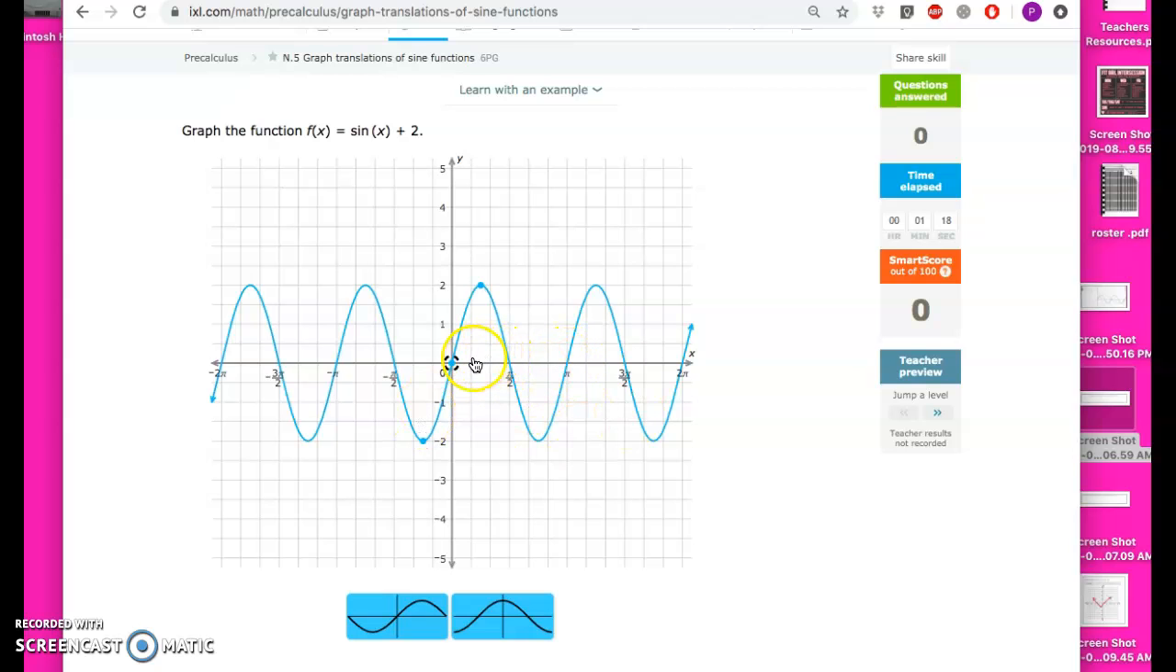So you're going to see the wave, but just focus on one of the periods when you're looking at it, and that should help you.